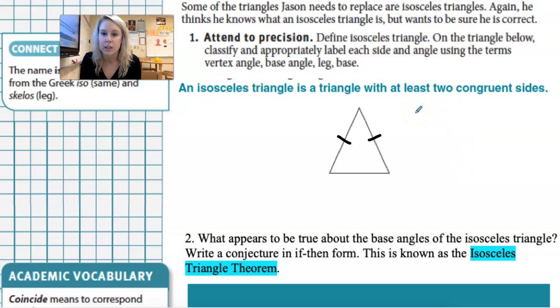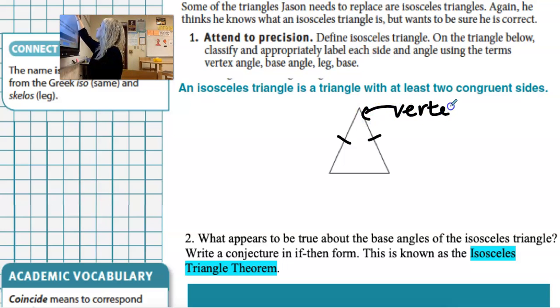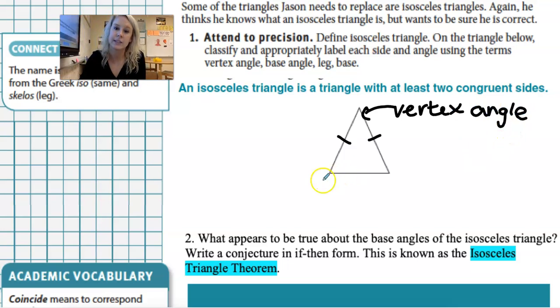Now we're going to label our triangle down here. It wants us to classify and label each side and angle using the terms vertex angle, base angle, leg, and base. The vertex is the peak of something, so it's the top. So this angle up here is your vertex angle. Where the two congruent sides meet up is the vertex angle.